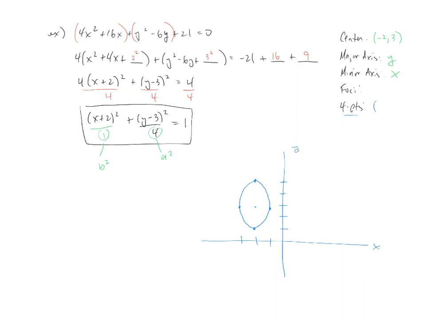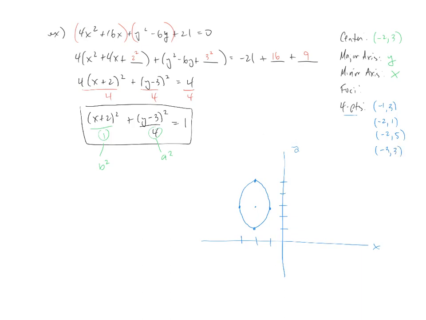The first point would be -1, 3. Then we'd also have a -2, 1. We'd have a -2, 5. And we'd have a -3, 3 as well.